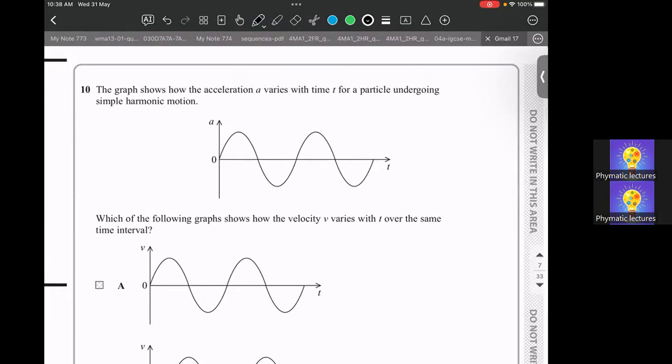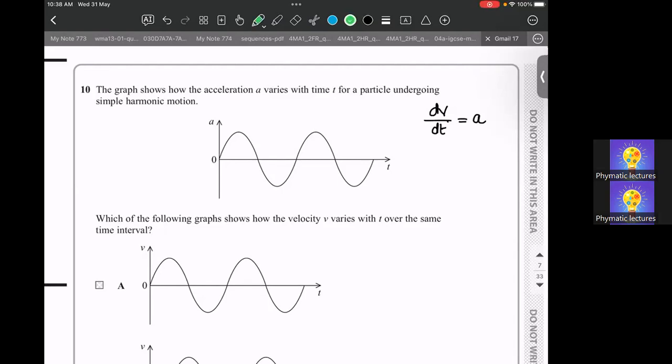In question number 10, the graph shows an acceleration with time for a particle undergoing simple harmonic motion. Which of the following graphs shows how the velocity v varies with the time t over the same time interval? So what is the relationship between acceleration and velocity? If we differentiate velocity with respect to time, we get acceleration. What that means is that the slope or the gradient of velocity is acceleration.